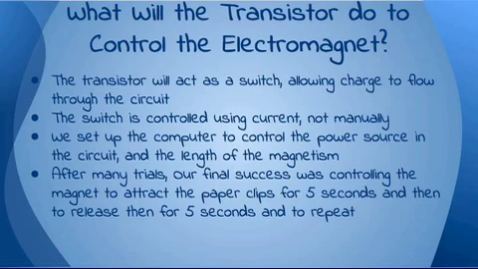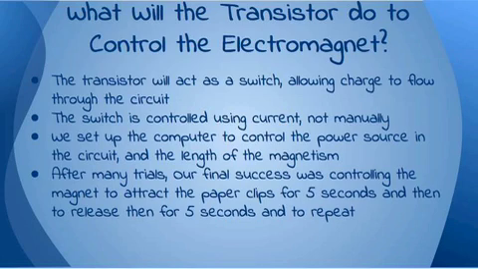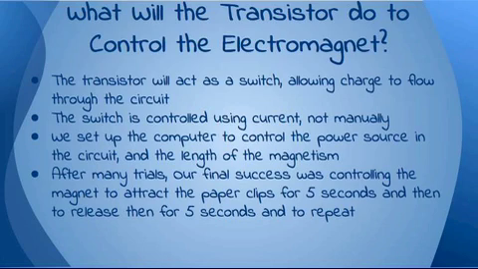So what will our transistor do to control the electromagnet? The transistor will act as a switch, allowing charge to flow through the circuit, and the switch is controlled using current, not manually, so we're not flipping it up and down. And we set up a computer to control the power source in the circuit and the length of the magnet. After many trials, our final success was controlling the magnet to attract paper clips, or in our case, in the video we're going to show you, a metal ball. It comes up for 1 second and it drops for 1 second, because it's 1,000 milliseconds.